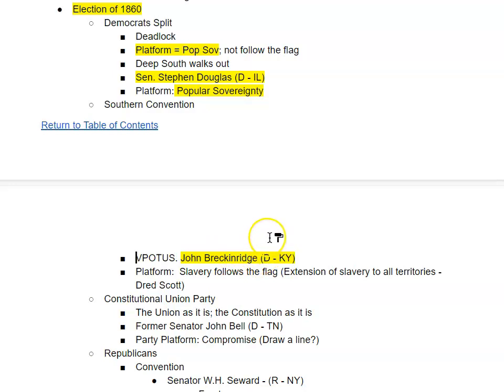Their position is extension of slavery to all of the territories. They believe this is the only logical consequence of the Dred Scott court case, which was ruled heavily in the favor of the South. Remember Chief Justice Roger Taney's obiter dictum promoting the spread of slavery in the territories. They argue slavery follows the flag.